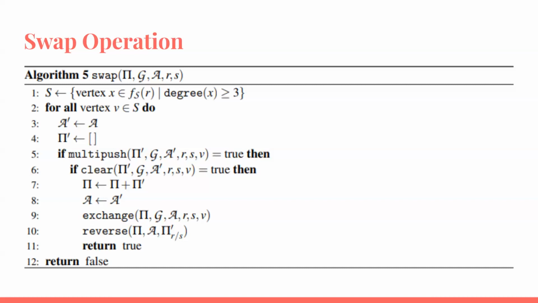In the case that multi-push does succeed, we now have to call the clear function to make some room for the exchange operation to work. It's just ensuring that we record what was in, if anything, the other two vertices extending from our degree 3 vertex, so that we can make our move and then undo it.